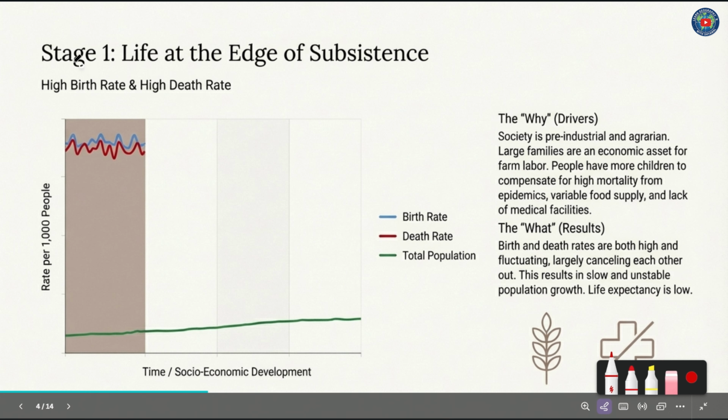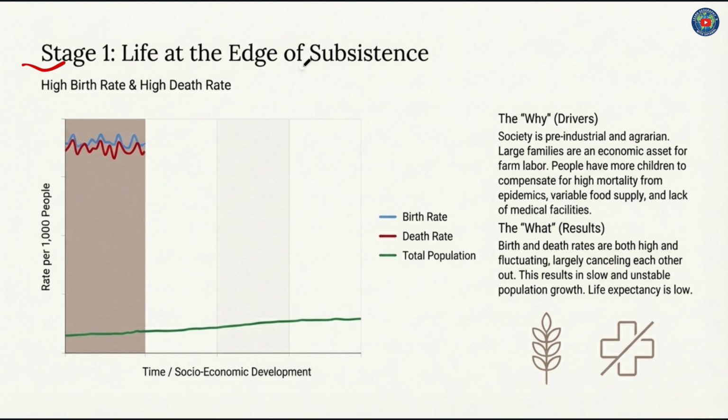Stage 1, the life at the edge of subsistence: high birth rate and high death rate. Why? What are the reasons? Society is pre-industrial and agrarian. Larger families are an economic asset for farm labor. People have more children to compensate for high mortality from epidemics, variable food supply, and lack of medical facilities.